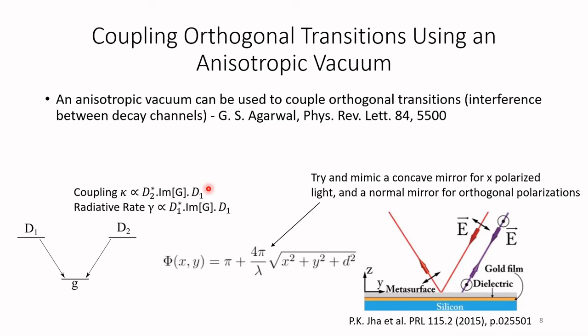So if you recall, in an anisotropic vacuum, I mentioned that we're going to suppress, or change, the radiative rate of a dipole, let's say in the x direction, as compared to the y direction. And okay, how do we go about doing this? So there are a few ways I had mentioned. You can either use an anisotropic polaritonic material such as black phosphorus, or something called a metasurface, which is an array of these artificial atoms.